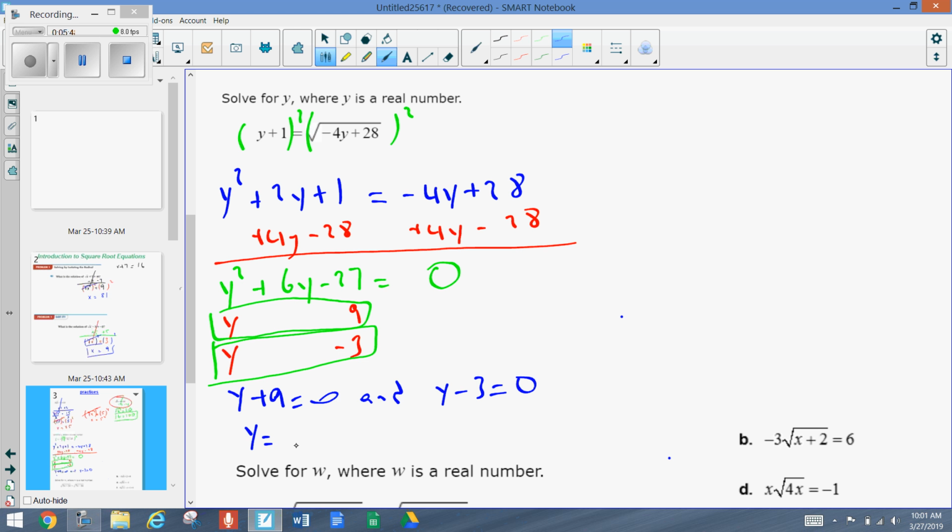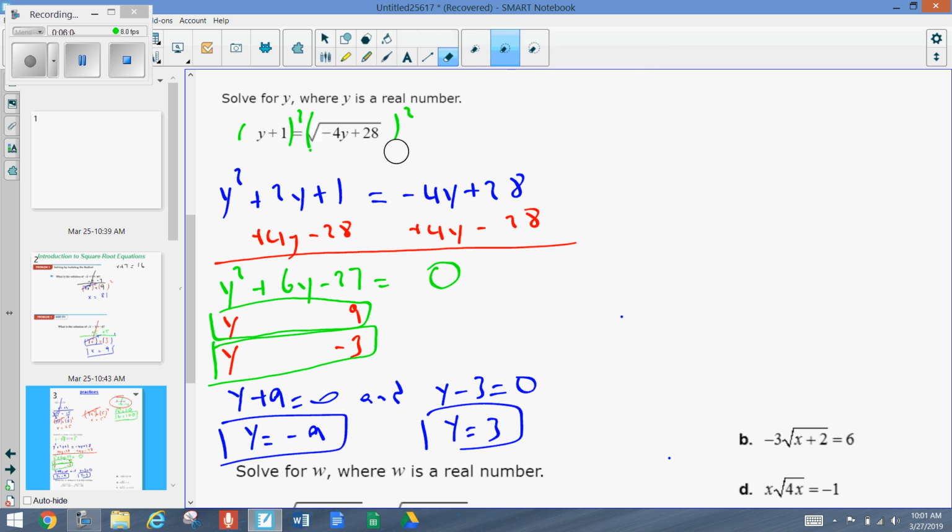So y is equal to positive 3 and negative 9. After that we should make sure those satisfy the original expression. We need to put them back here and then check whether it is going to be correct or not. Let's try the first one.